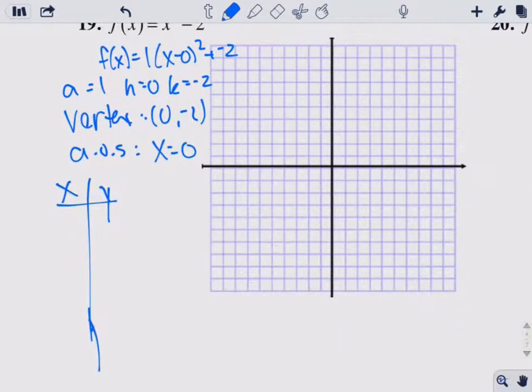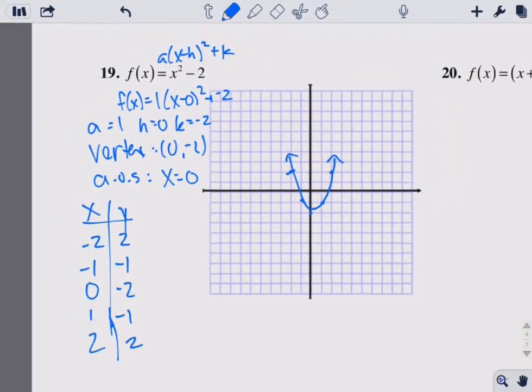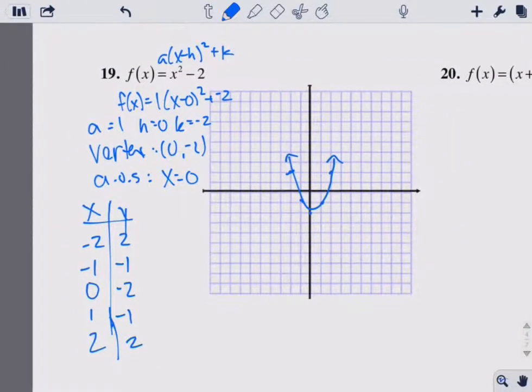Okay, xy, we put the vertex in the middle. Our x coordinates are 2 below it, 2 above it. And then our y coordinates, we add a. Okay, so adding 1, and we add 4a, makes it 2. Then we're always adding that to the vertex. So we plot those points: negative 2, 2, negative 1, negative 1, 0, negative 2, 1, negative 1, and 2, 2. Not the greatest points I graphed, but that is the parabola.